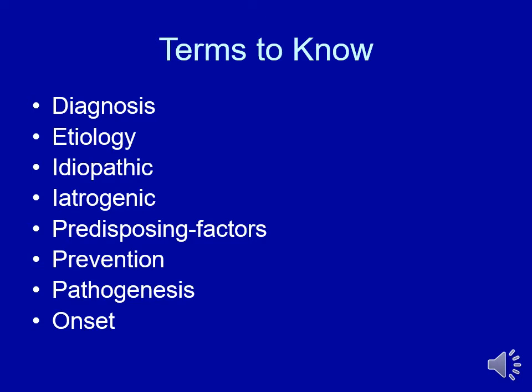Now we go to something like pathogenesis. So these are characteristics of a particular disease, and pathogenesis refers to the course of the disease.